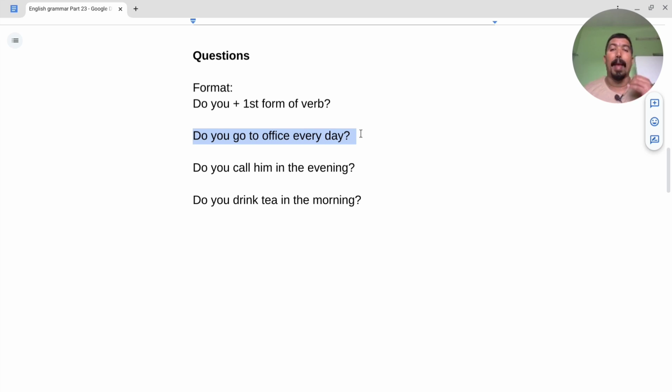Do you go to office every day? That means if you ask this question to someone, you want to know whether someone goes to office every single day, whether someone has a habit of going to office every single day. If you want to know something like that, you can ask this question, just like do you go to office every day? Whether you have a habit of doing something or whether you do something in a repetitive manner. That's when you ask this question starting with do you plus first form of verb.